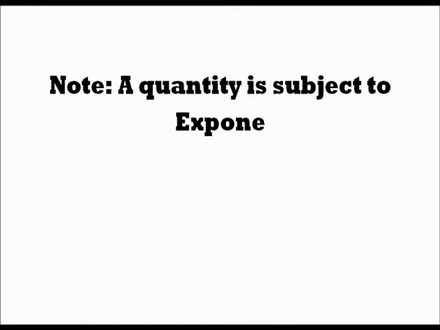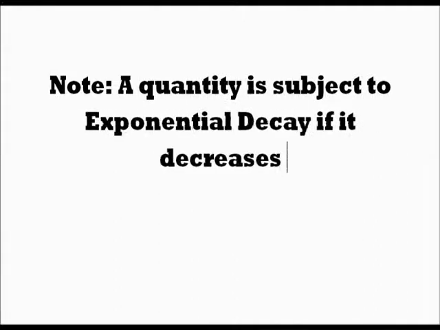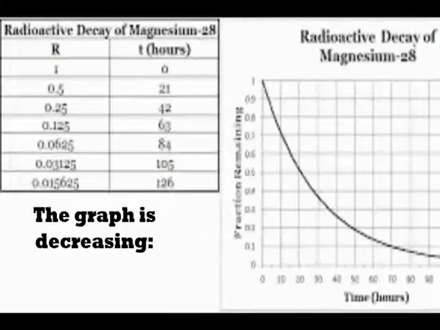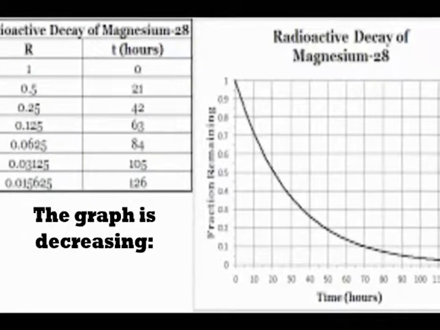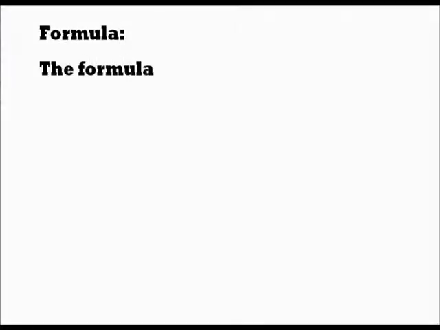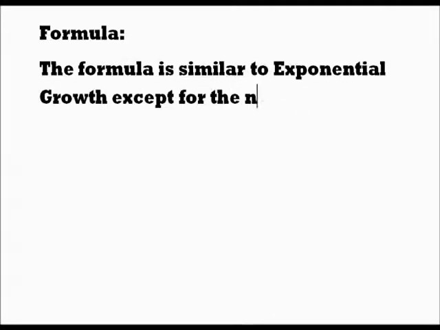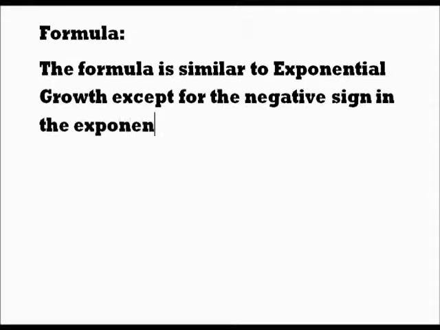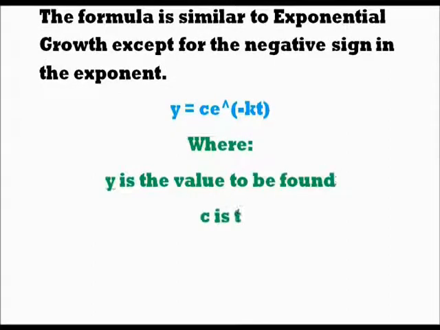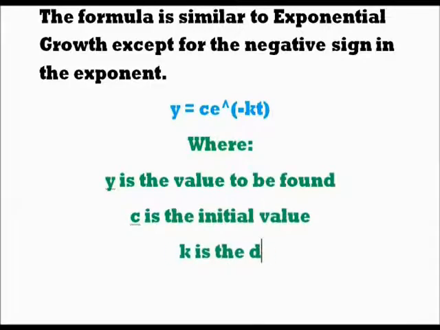Note, a quantity is subject to exponential decay if it decreases at a rate proportional to its current value. The formula is similar to exponential growth except for the negative sign of the exponent. y equals c times e raised to negative kt, where y is the value to be found, c is the initial value, k is the decay rate, and t is the time.